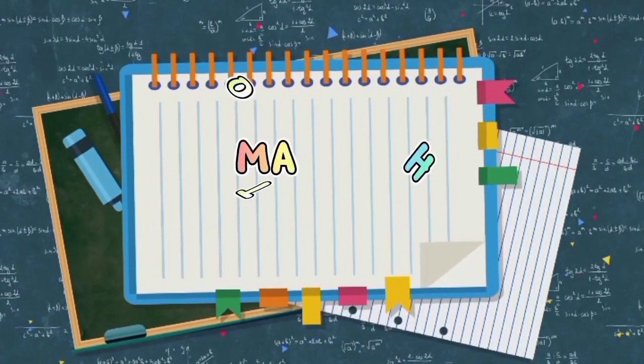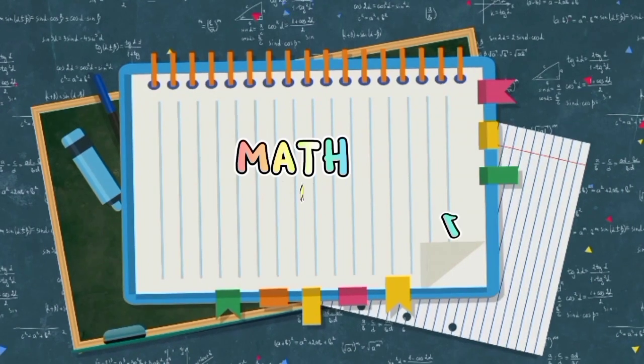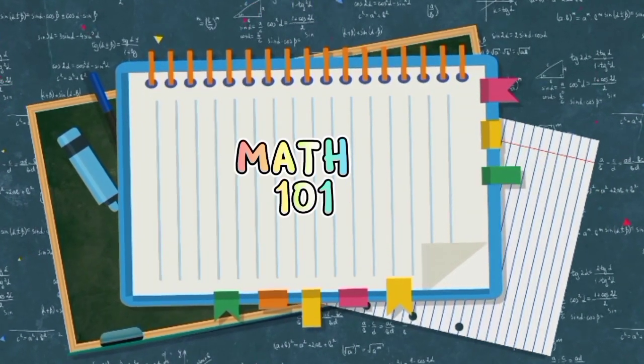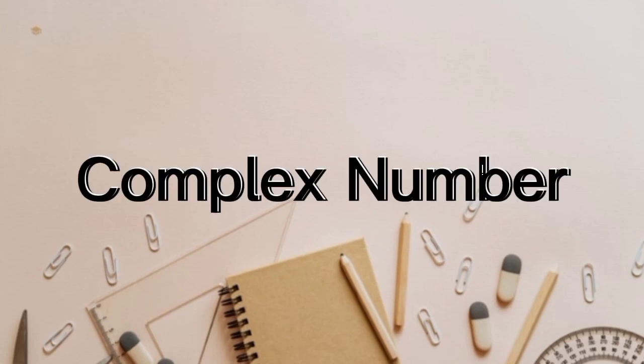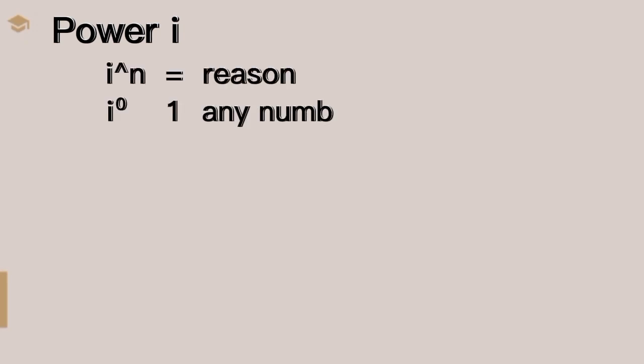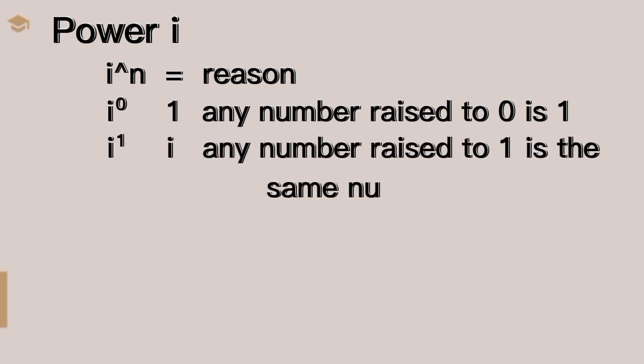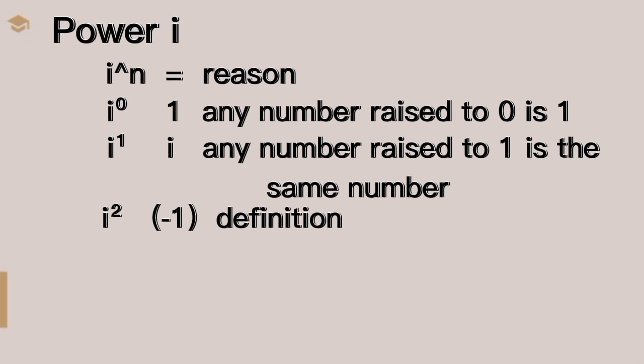In Subject Math 101, Advanced Algebra. In this tutorial video, our topic is all about complex numbers, the powers of i. i raised to n is the reason, and i raised to 0 is the value 1. Any number raised to 0 is 1. i raised to 1 is i. Any number raised to 1 is the same number. i raised to 2 is negative 1.